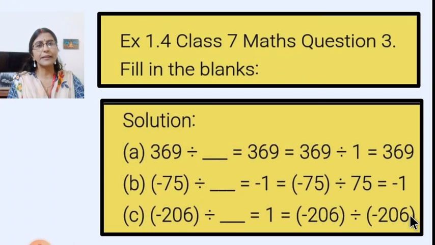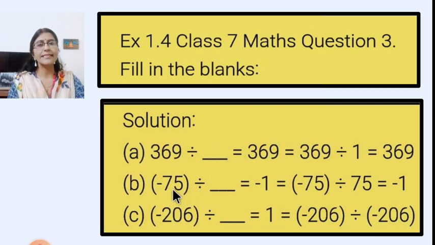Now next is fill in the blanks. Same exercise, question number 3. 369 divided by what? You will get again 369. So it will be 1. Whenever you divide any number by 1, you will get the same number. So here we'll write 1.